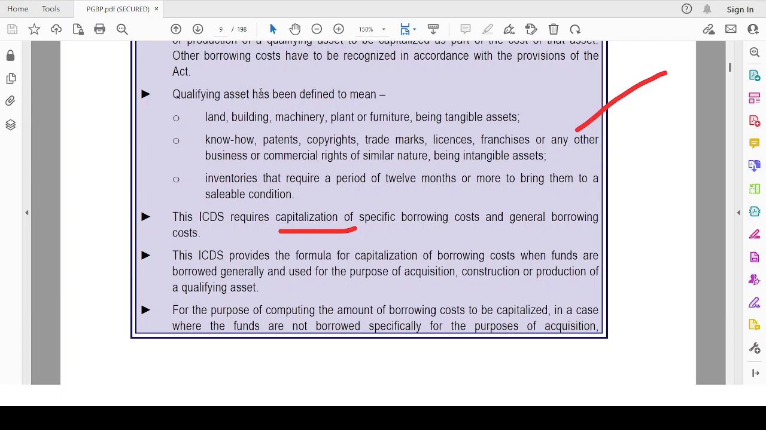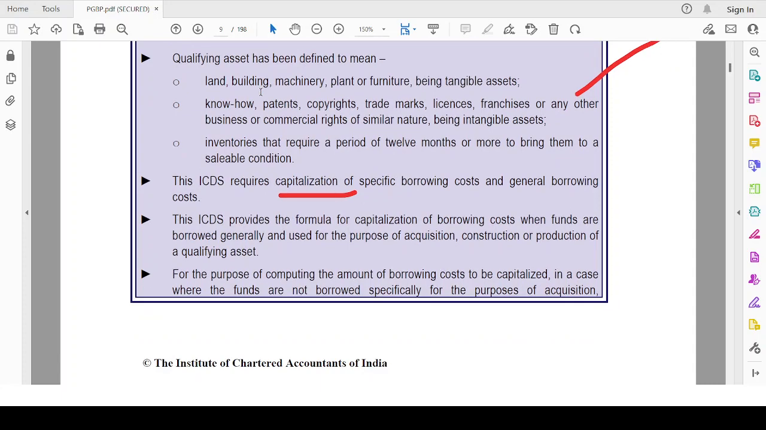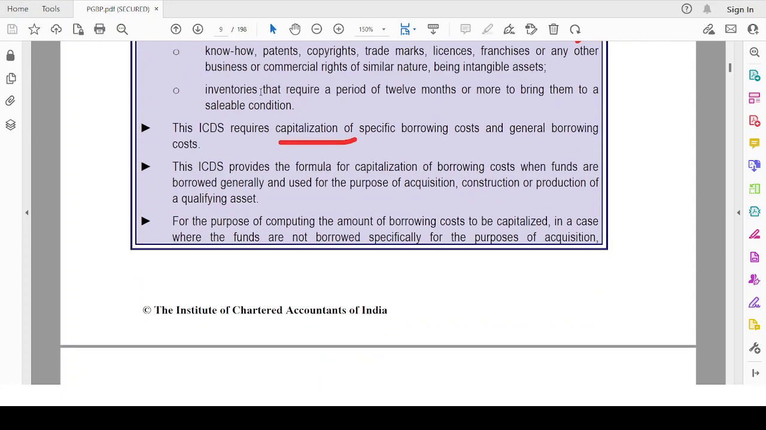Land, building, plant and machinery, furniture being tangible assets. All the intangible assets. Then inventories that require a period of 12 months or more to bring them to saleable condition. For example, the wine breweries. That could be an example of inventories that require a period of 12 months or more. Only these will be included as a part of qualifying asset.